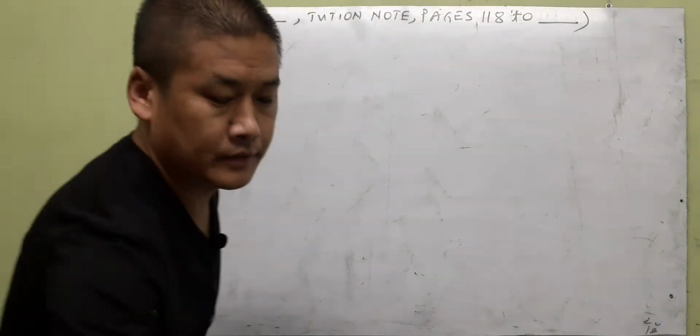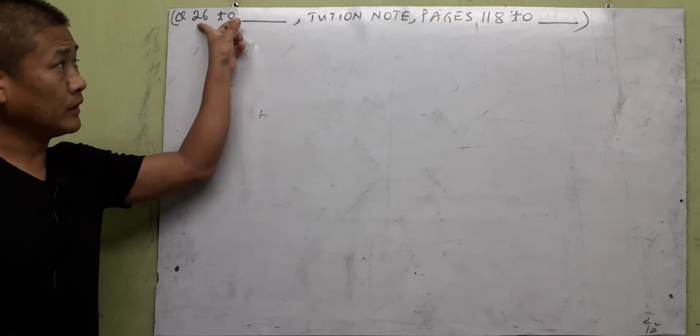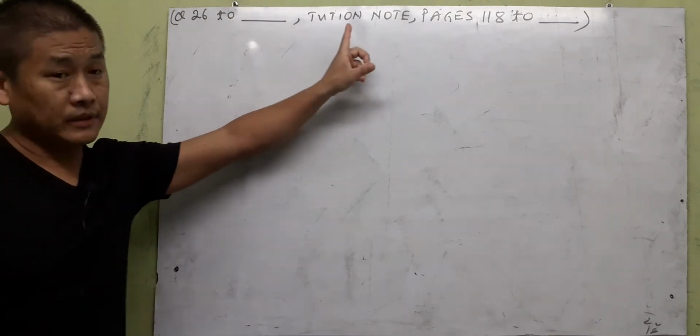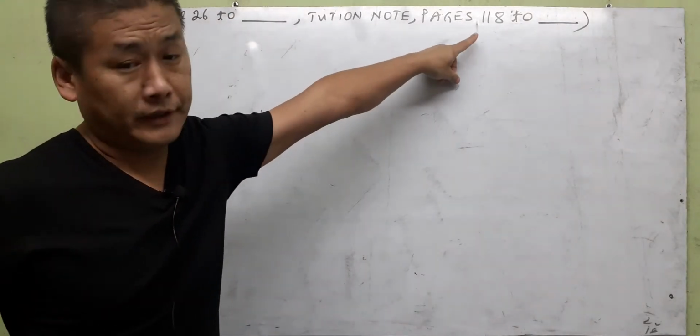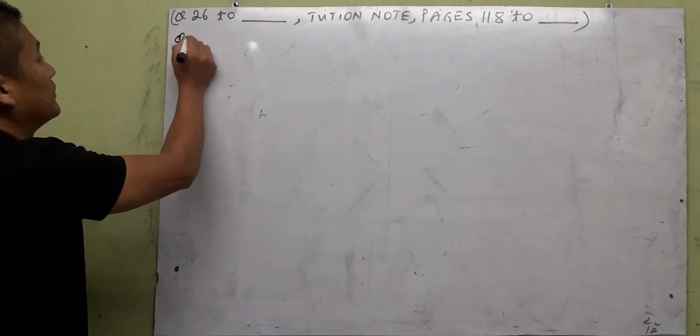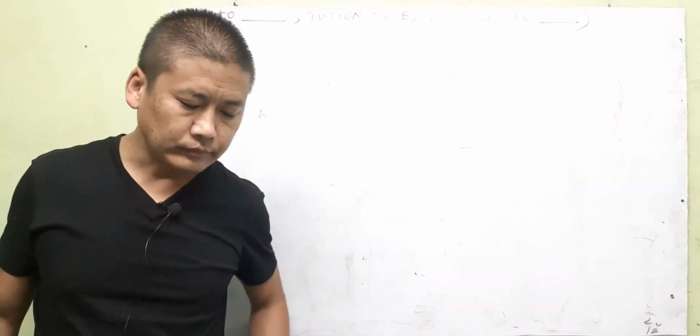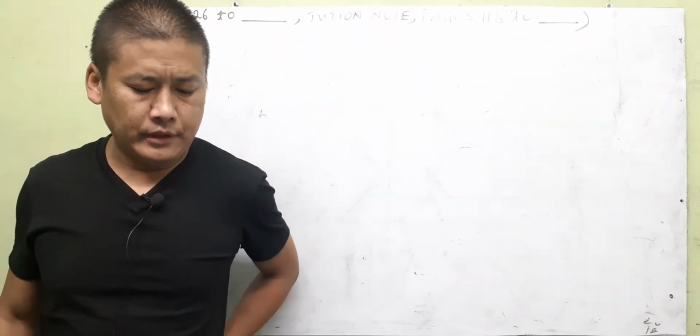Okay, so in this class, we'll discuss these questions on your tuition note, starting from 26 up to how much we can complete. Let's see. Go to page 118, where there is question 26. Let me read it for us. State Newton's third law of motion.